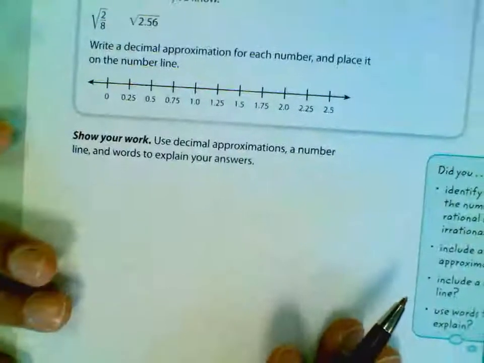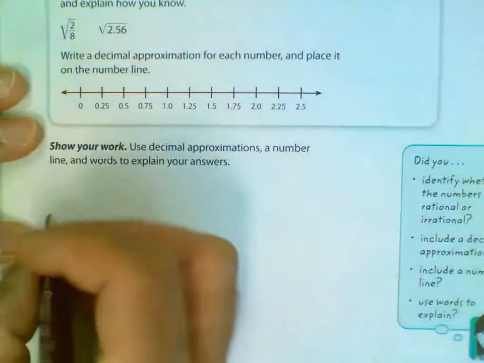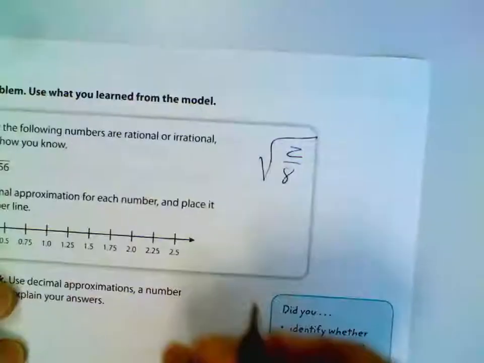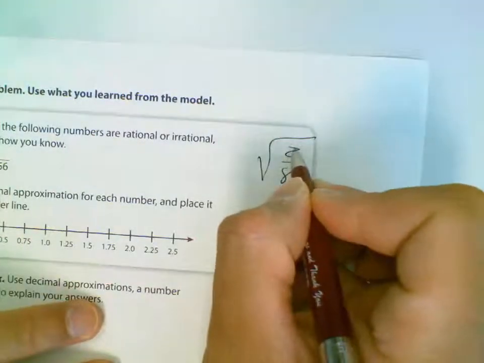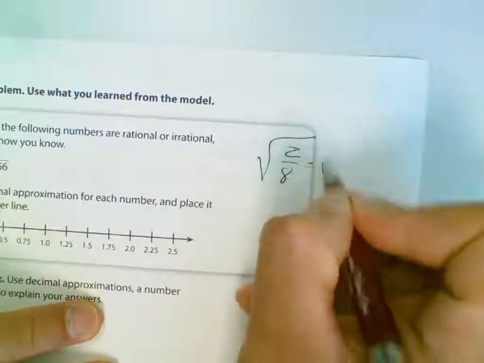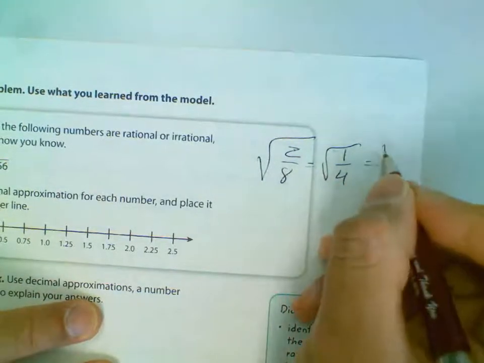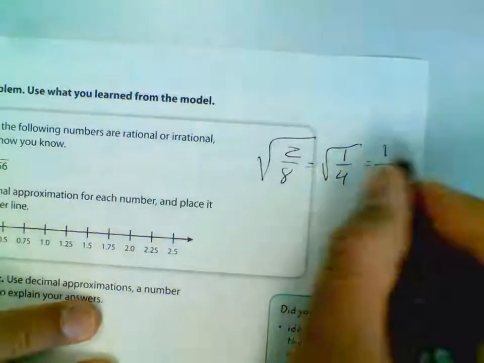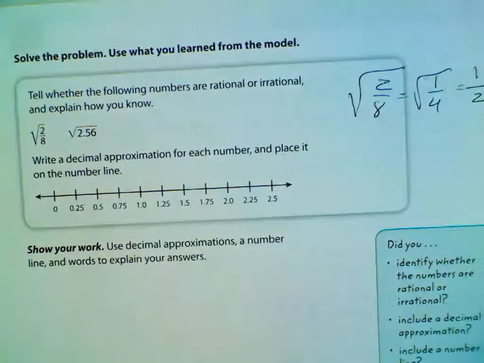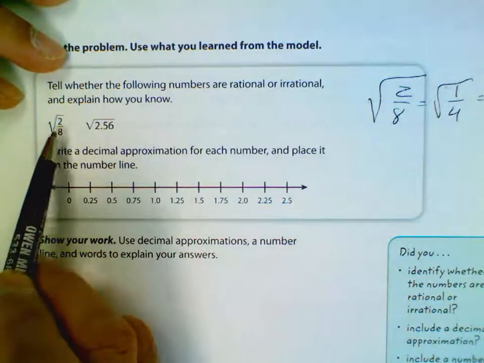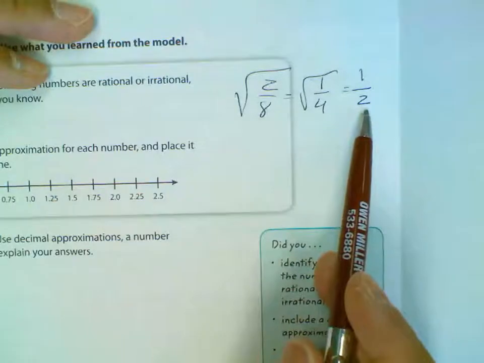Those are the topics that we need to cover. So in this case, look at this one. I'm going to do this one: the square root of 2/8. If you simplify, 2 is divisible by 2, 8 is divisible by 2, so you have the square root of 1/4. Okay, what is the square root of 1? It is 1. What is the square root of 4? 2. So it's 1/2. Right off the bat, I know that this one is a rational number because it's the division of two integers. It's 1/2. And that one is more difficult. So here, let's do this one.